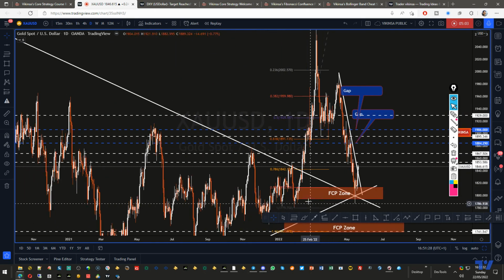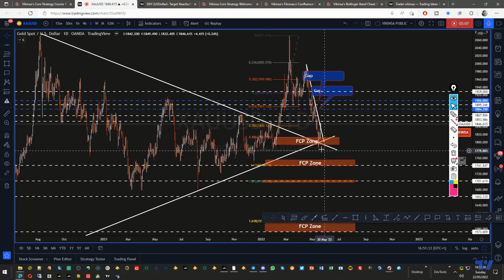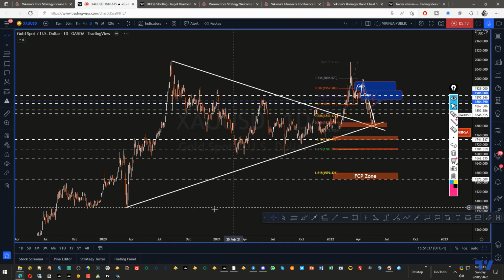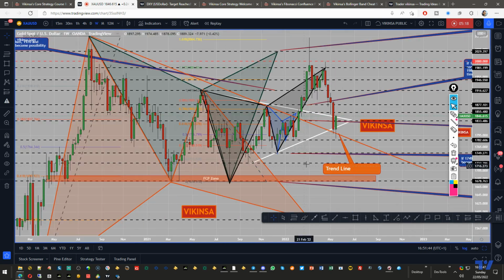So the market has come to this FCP zone, which is not a very powerful FCP zone. That is why there is still a possibility that it can fall down. But why it is bullish right now is because of this. There is a trend line here. There is another trend line here, and these are both trend lines which were already mapped out here. So if you pay attention to this trend line which was already there, right? This trend line has supported the price.